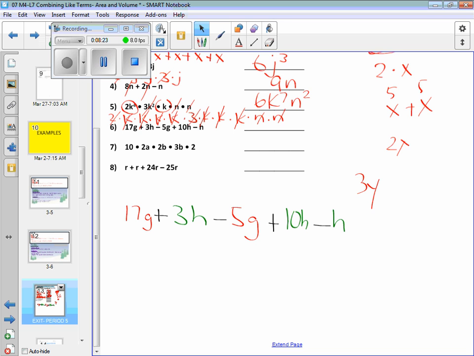17, right? Now, look, that's my g's. I don't care about my h's yet. How many does she have to give back to me? 1, 2, 3, 4, 5. Any more g's we got to deal with? No, right? She had 17. She gave me 5. How many does she have left? Okay, that takes care of the g's. 12g.